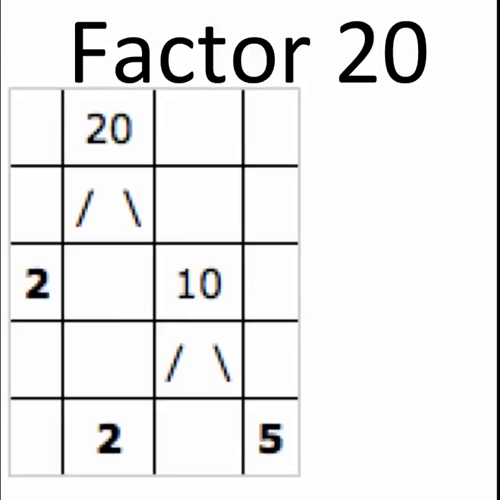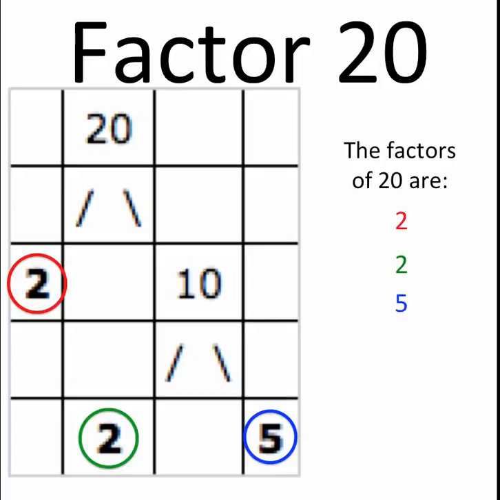And when I do that, I see that 20 can be broken down into 2 times 10, but 10 isn't prime because 10 can be broken down into 2 times 5. So the prime factors of 20 are 2 times 2 times 5.